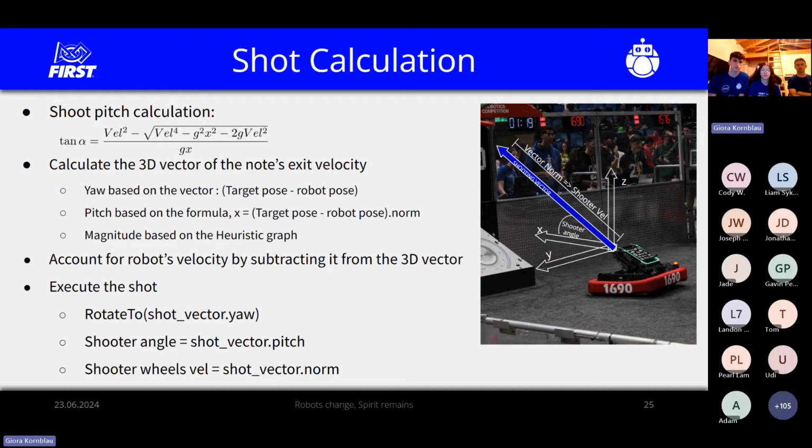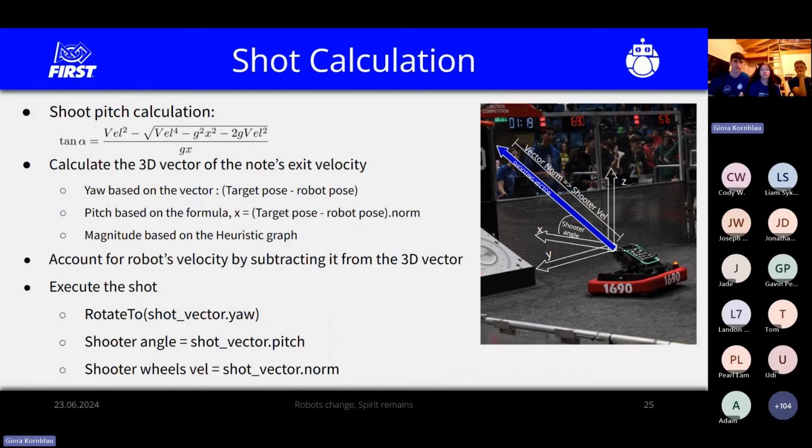The pitch is the formula we get from the formula that is at the start of the slide. And we set the x to the target's position minus our robot's position, and we take the length of this vector, its norm. And the magnitude of the 3D vector is based on the heuristic graph that I showed you earlier of the wanted velocity for the wheels.